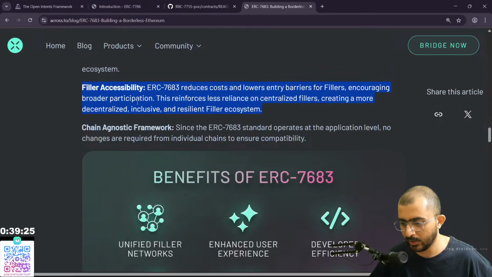Filler accessibility. The standard reduces costs and lowers the entry barrier for fillers, encouraging broader participation. This reinforces less reliance on centralized fillers, creating a more decentralized, inclusive, resilient filler ecosystem. Okay, so multiple people can participate and be fillers and go into that filler network.